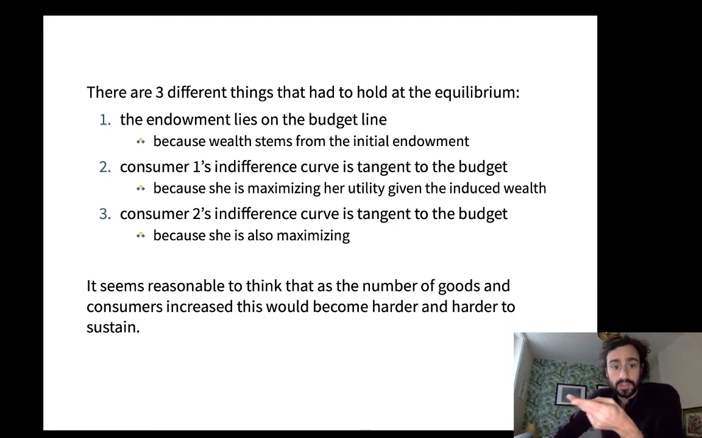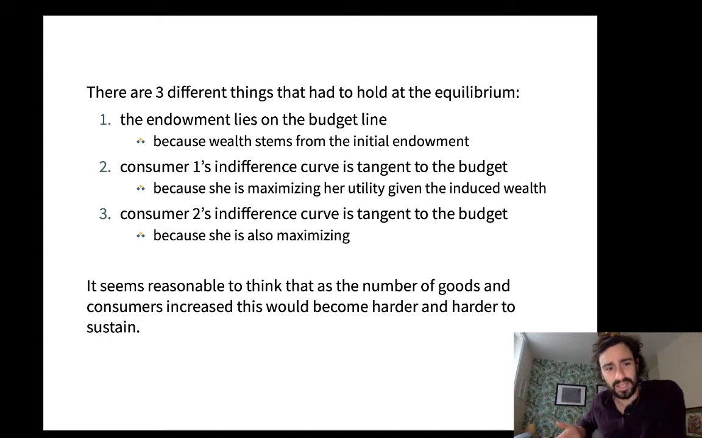Two, consumer 1's indifference curve must be tangent to the budget, and consumer 2's indifference curve must be tangent to the budget. And that's because they're both maximizing, given their induced wealth, given what they consider affordable bundles, they are choosing maximally. And we already know from our original part of the class that the notion of optimality here is this tangency between the indifference curve and the frontier of the budget.